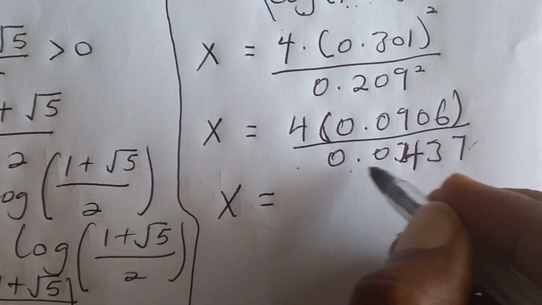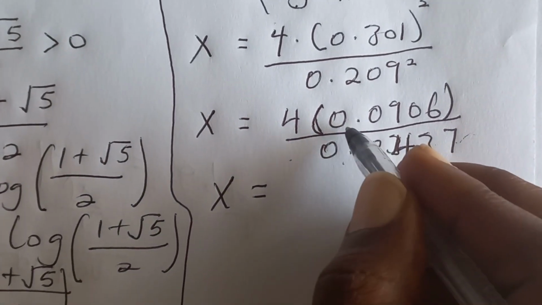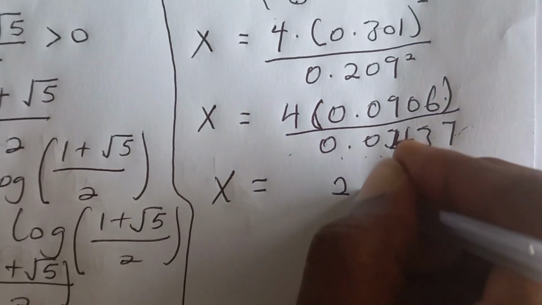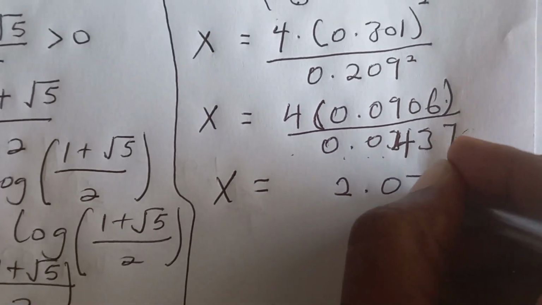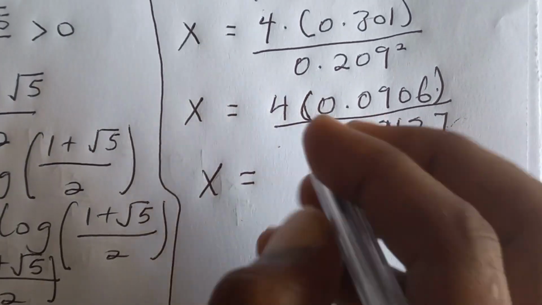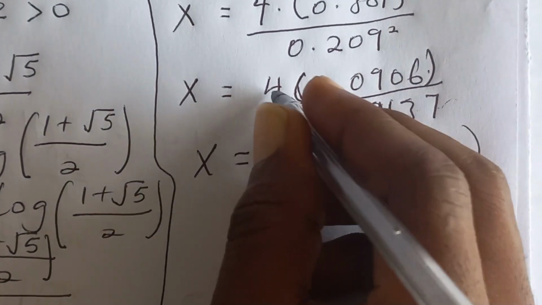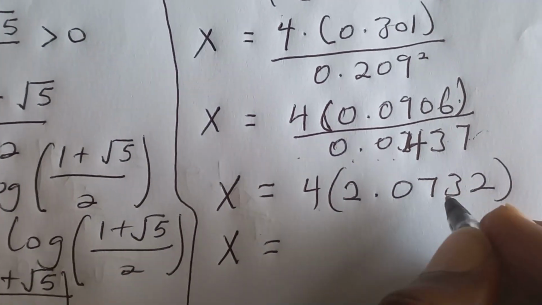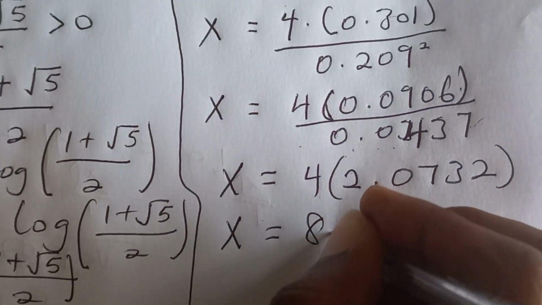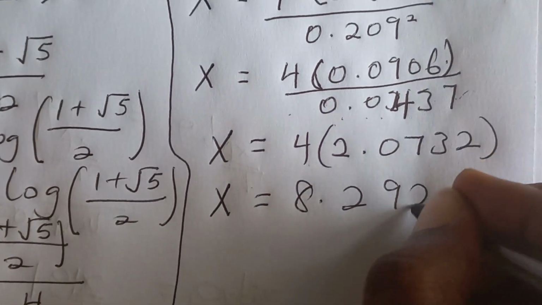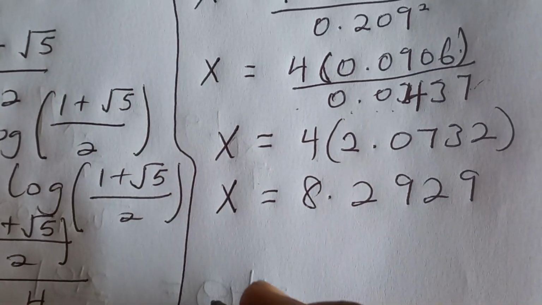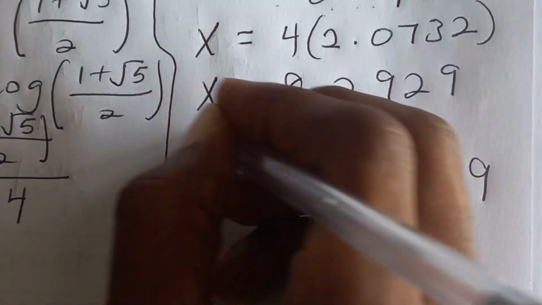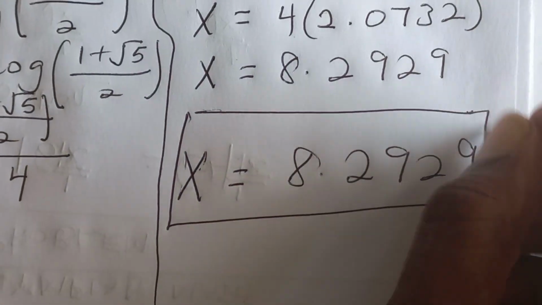So with this, we have x is equal to, now let me bring the bracket so that we all see, 0.0437 goes into 0.0906 2.0732 times. We multiply it by the 4 here. So now our x is equal to 4 times the one in the bracket. So we get 8.2929. Therefore, our x is equal to 8.2929. So this is our solution for the problem.